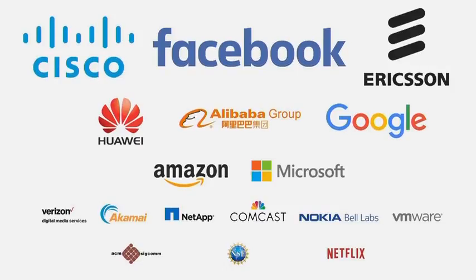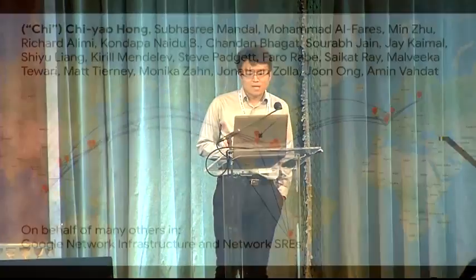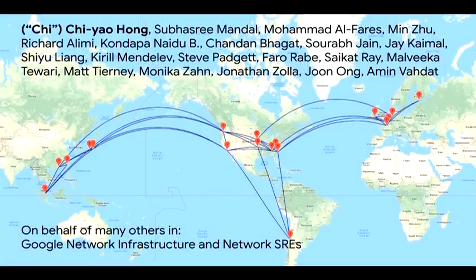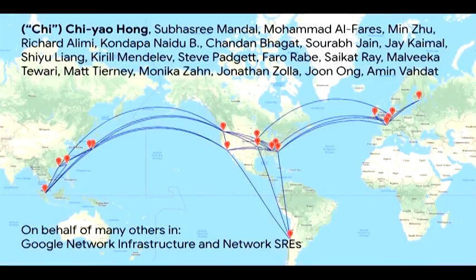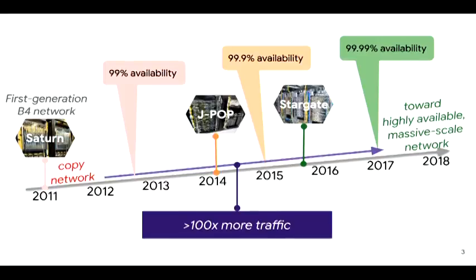Okay, let's get started. My name is Chi. I'm from Google, and this is joint work with my colleagues at Google. And this is truly a cross-team collaborative project that the B4 network evolution would be impossible without the contribution from many, many others in the Google network infrastructure team and network SREs.